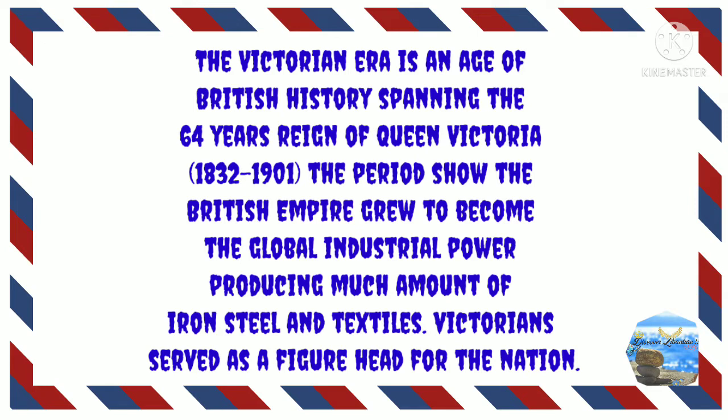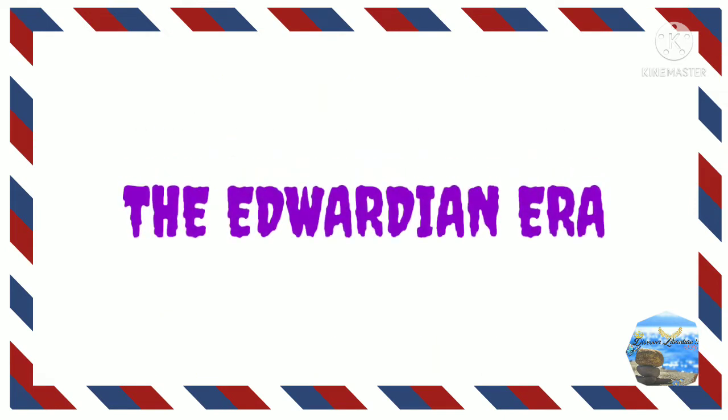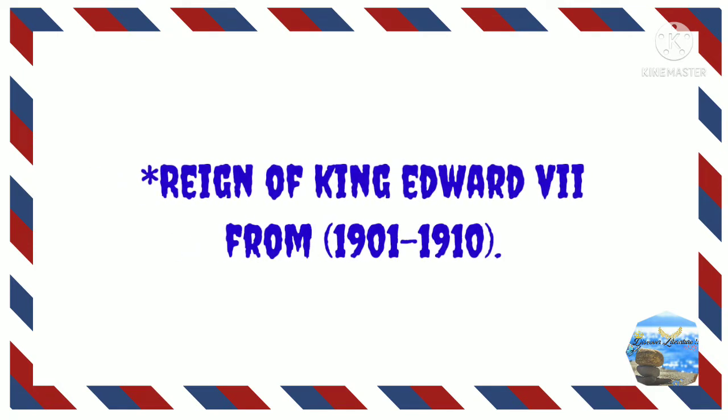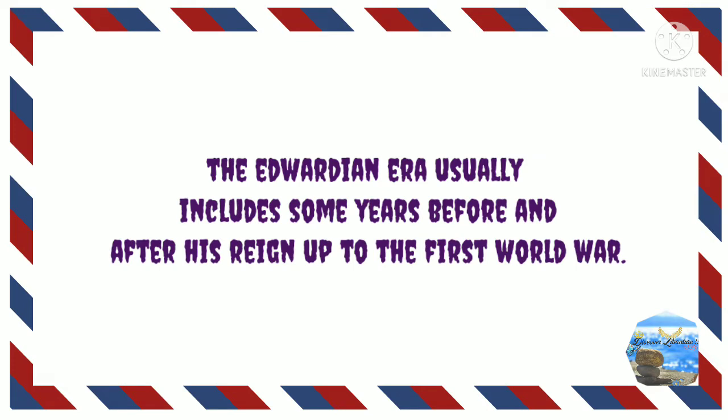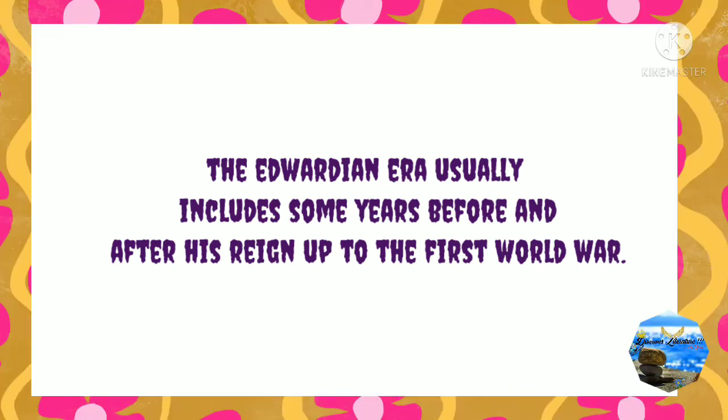Then comes the Edwardian era. So friends, the Edwardian era in the United Kingdom is the period which included the reign of King Edward VII, that is from 1901 to 1910. The Edwardian era usually includes some years before and after his reign, up to the First World War.